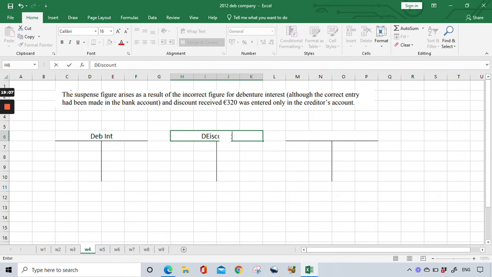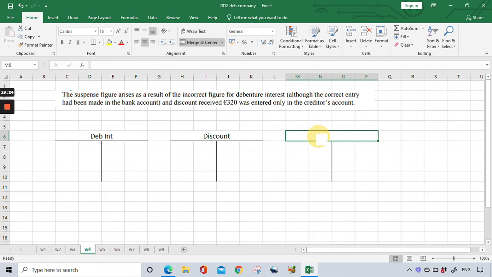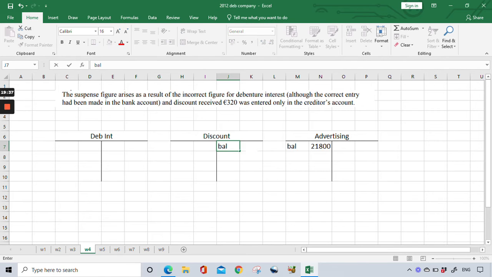discount is going to be the other account, and then the third account you go back to the trial balance and you find which account has suspense next to it. I marked it earlier, it's this one, advertising. And I'm going to take that number, 21,800. So advertising, the balance is 21,800. The balance for discount was 12,400, and the debenture interest for the first 3 months, the balance was 4,000.